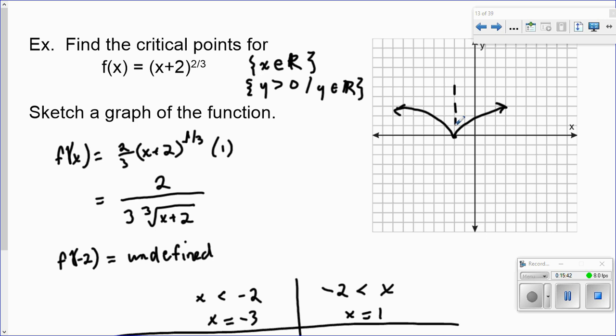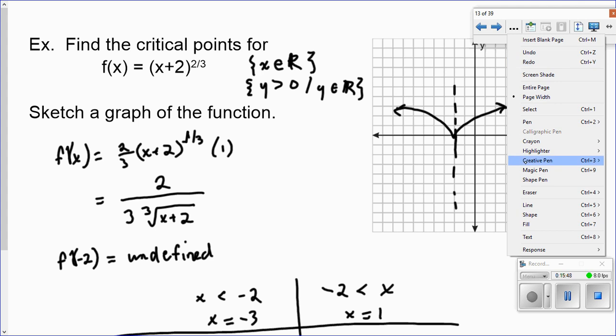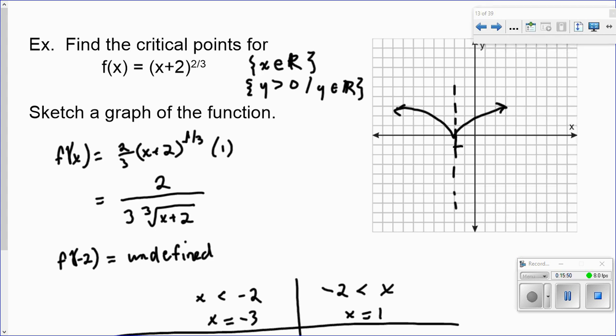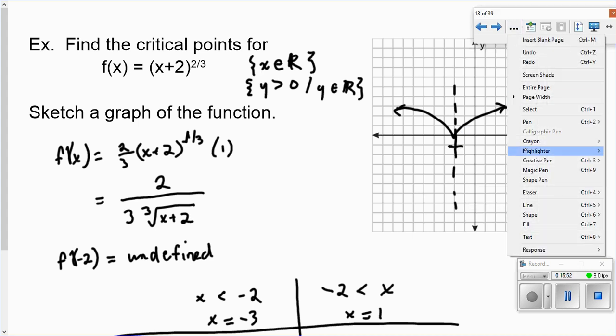And this is the undefined part of it here. I'm just going to erase some of that.